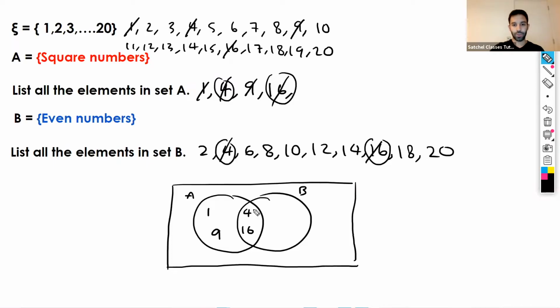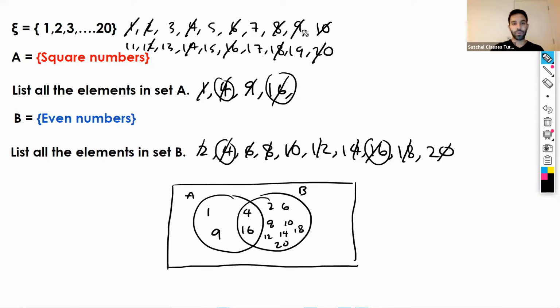And then we have 2, 6, 8, and 10 in set B. And then 12, 14, 18, and 20.